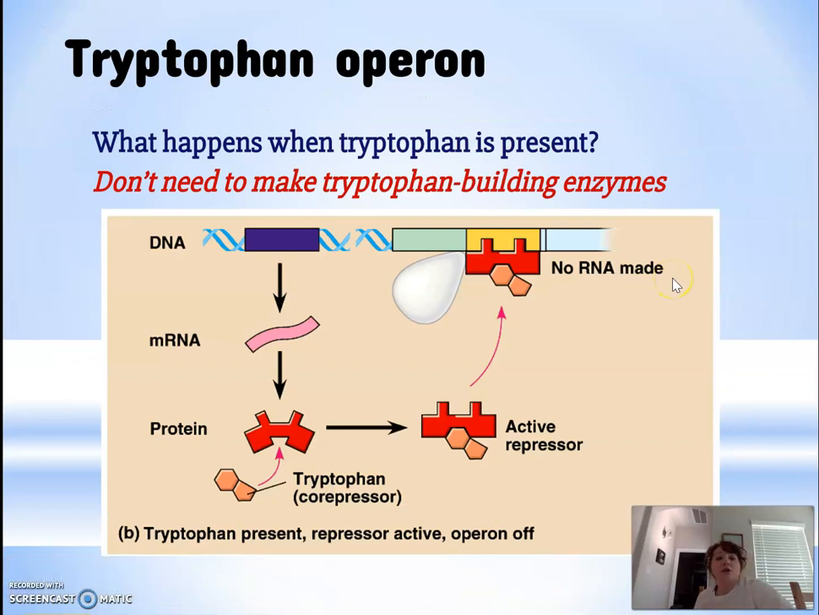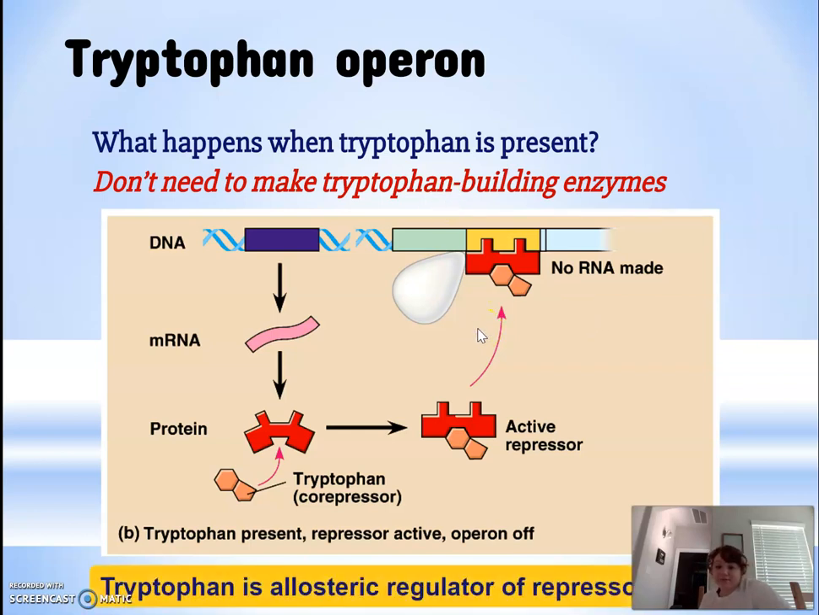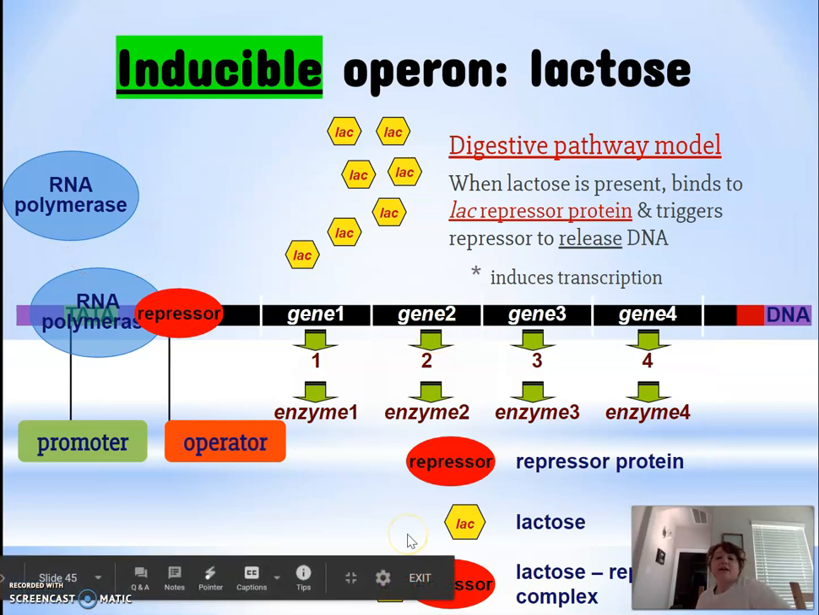Okay, so tryptophan operon. What happens when the tryptophan is present? You don't need to make the enzymes to build it. So you can actually conserve energy because you don't need to make the building enzymes because it's already there. So, yay.